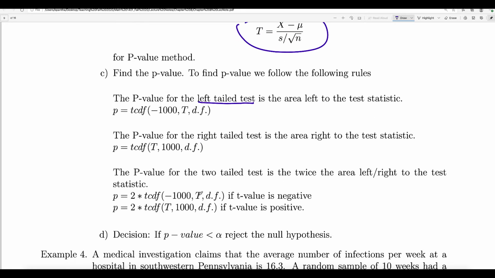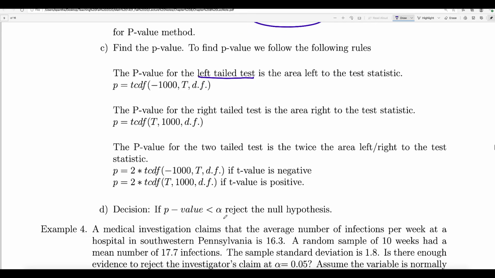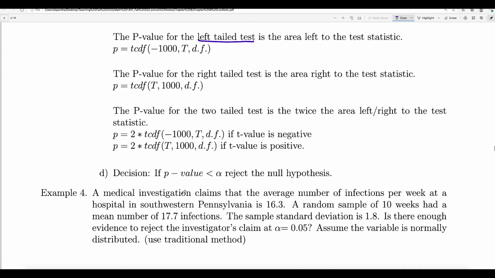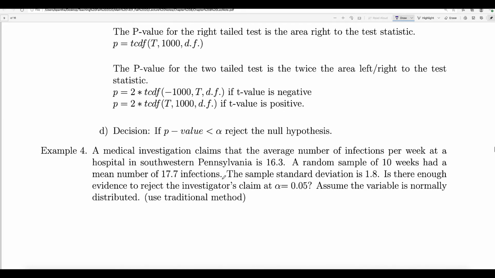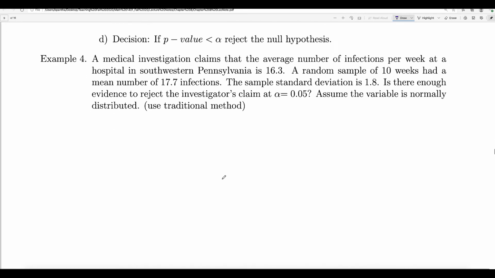And for the two tail test, you need to do 2 times the area left or area right, depending on where the test value falls. If the test value is positive, you do 2 times the area right of the test value. If it is negative, 2 times the area left of the test value. And the decision is, if the p-value is less than alpha, we reject the null hypothesis. Okay, let us do one example, then things will be clear.